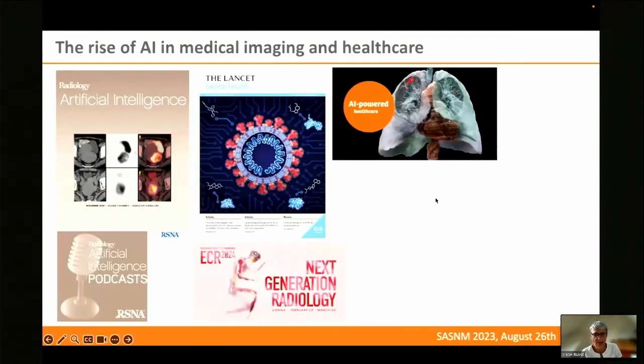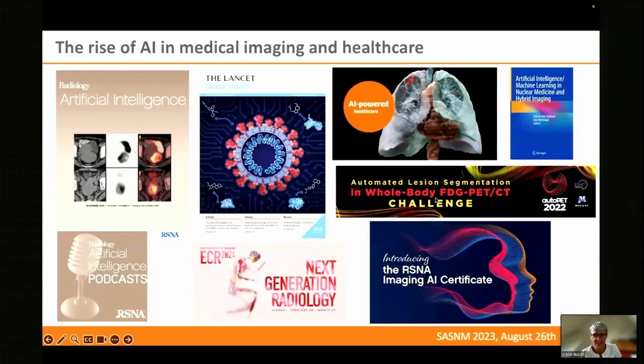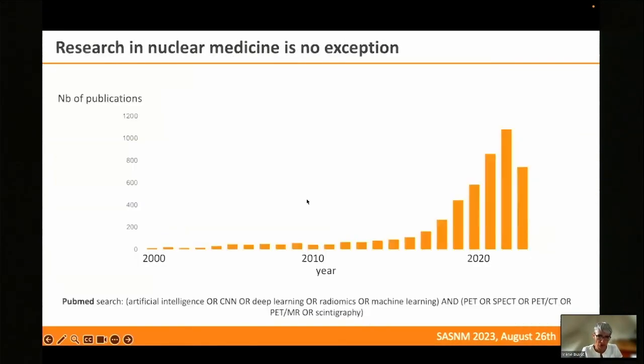As you know, AI is currently invading the medical imaging field through dedicated journals, conferences, books, challenges, and AI-based products that are offered by companies. And nuclear medicine is no exception to that trend, as can be seen from the number of scientific papers involving AI and nuclear medicine. This number keeps increasing every year, with over 1,000 publications per year referenced in PubMed only.